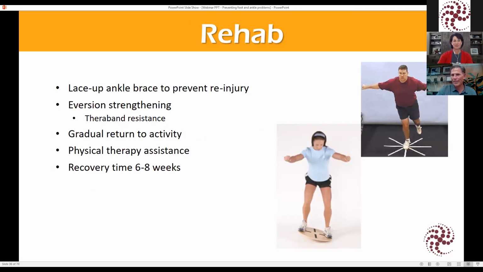So, things that when I see people in the office, I give them a handout of some home exercises, including balance and strengthening exercises to help you get back. And so both of these people are working in different ways.